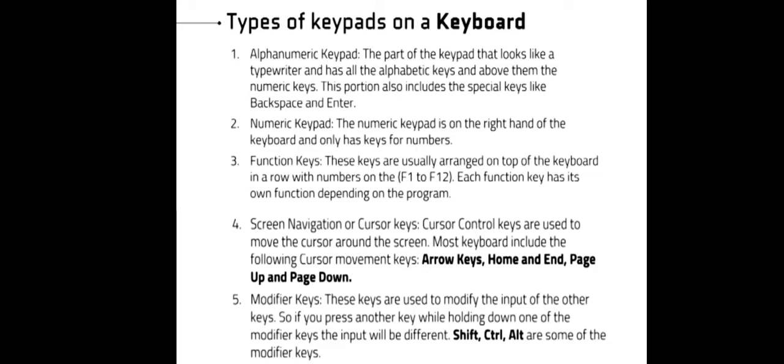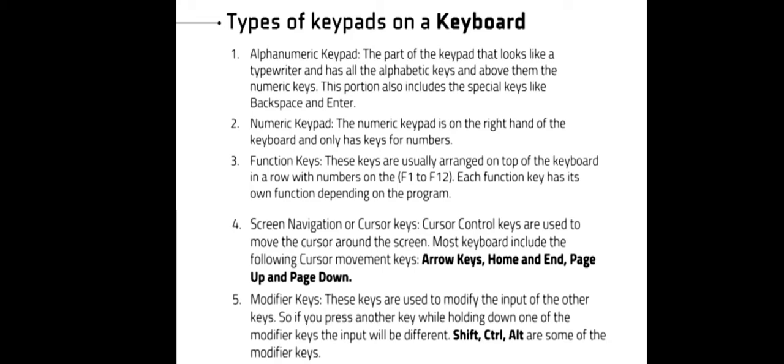Number 1 is alphanumeric. As the name shows, alphabets and numbers are the keys. Number 2 is numeric keypad, only numbers. Number 3 is function keys from F1 to F12. Each key performs some function depending on the program. Number 4 is screen navigation or cursor keys. As the name shows, cursor. These are the keys which control the cursor, like arrow keys, home and end, page up and page down.